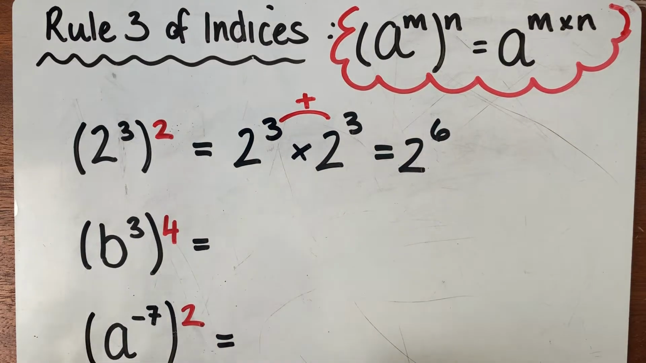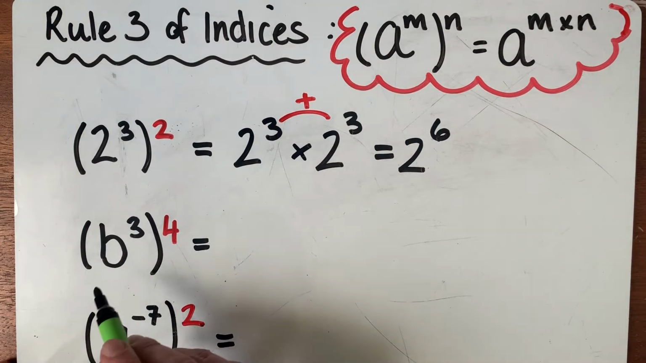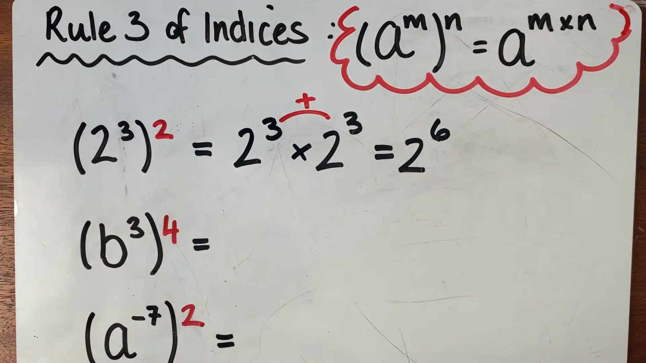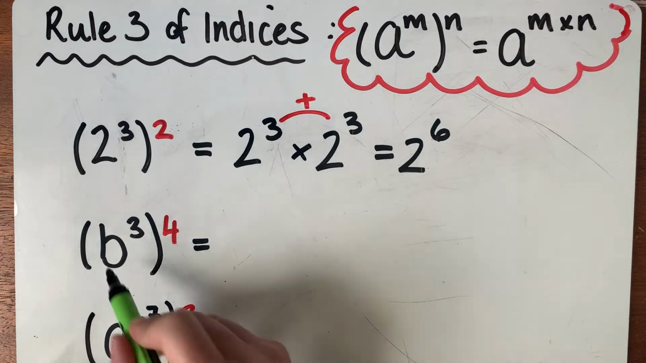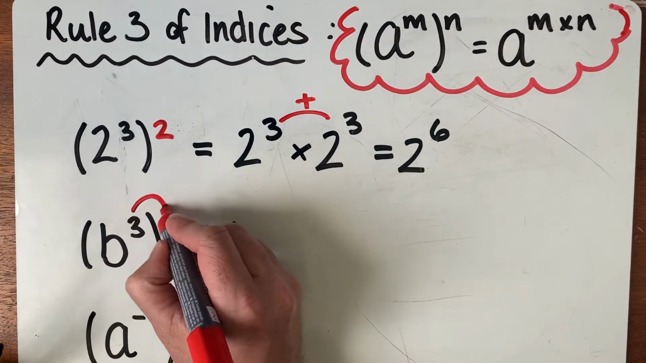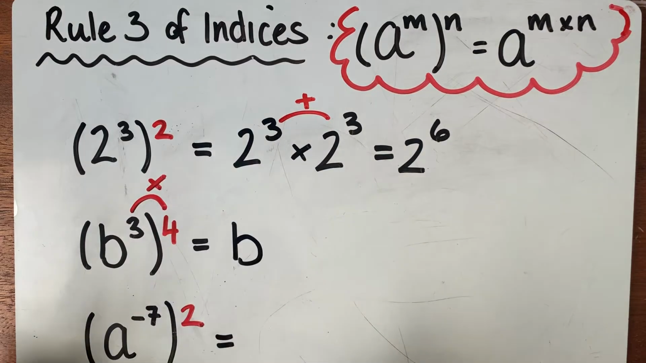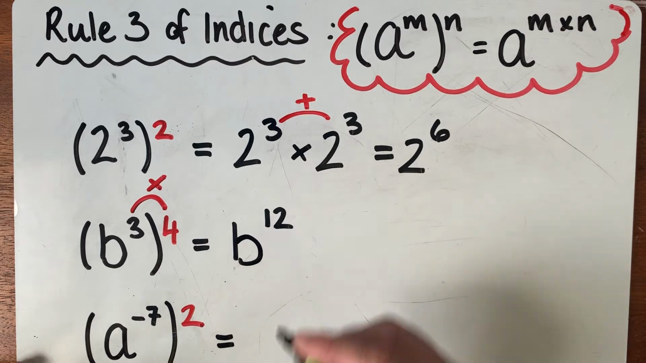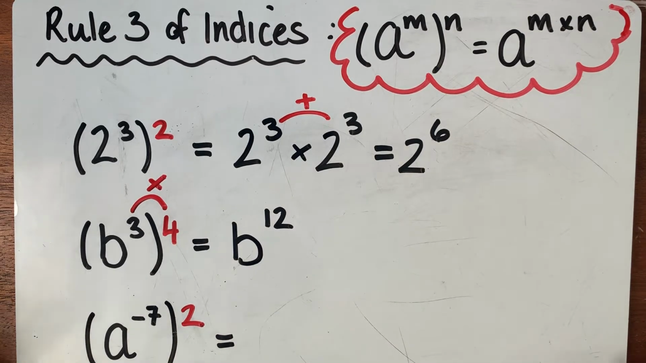Let's see if we can do that with the second example. This time we've got b cubed, and we want that whole thing multiplied by itself 4 times. The base stays the same, and what we're doing with the indices in this rule today is multiplying. So 3 times 4 gives me my new power, which is b to the power of 12.